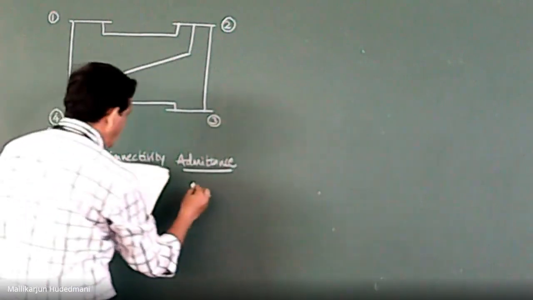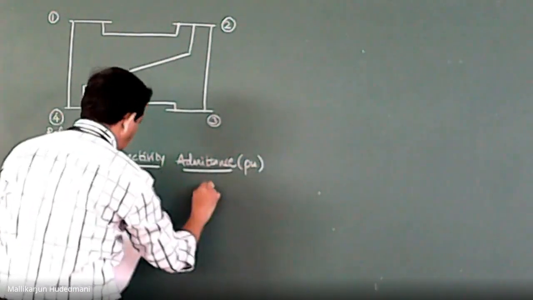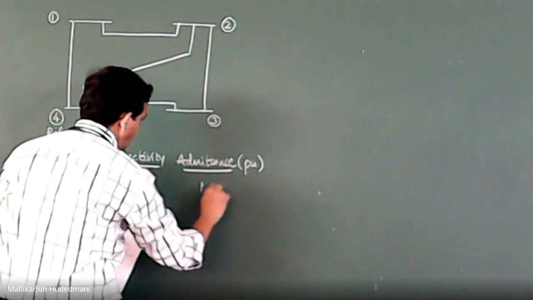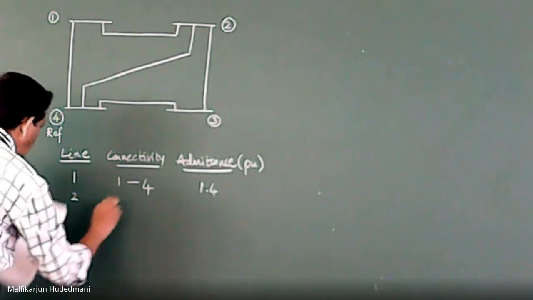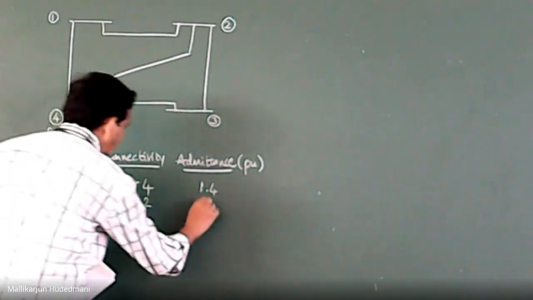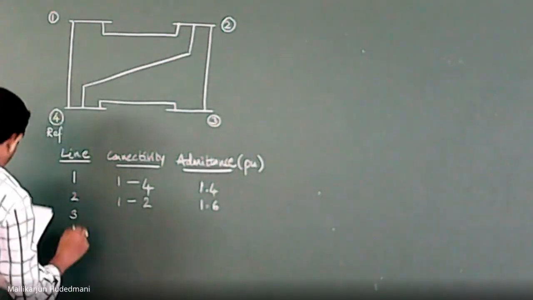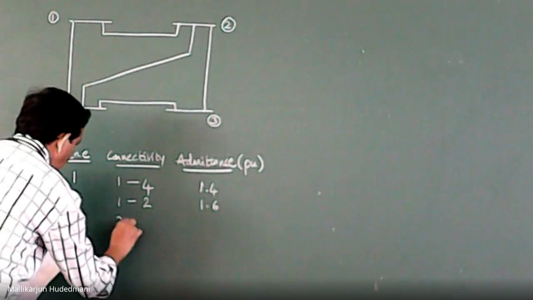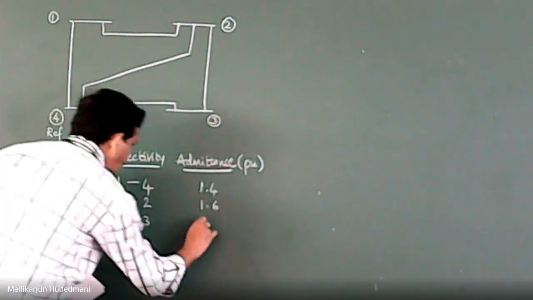Then admittance is given in per unit notation, PU. So I simply write the absolute value of it for the initial workout. Then element number 2 is mentioned as 1 to 2, whose admittance is 1.6 PU. And element number 3 is the connectivity between bus 2 and bus 3, which has a value of 2.4.